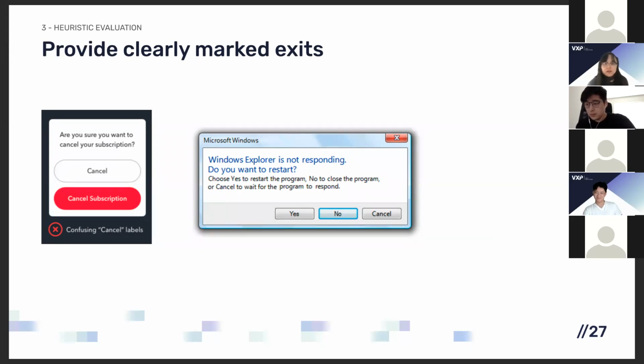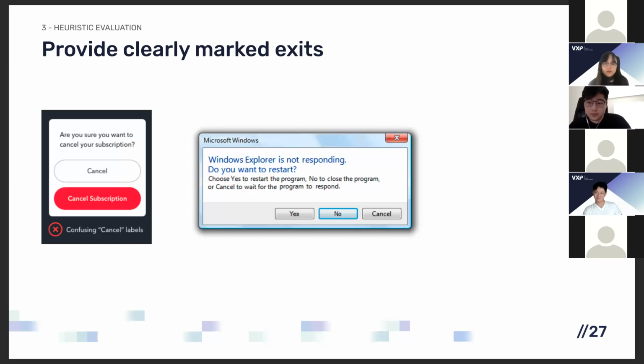how do you assist users to leave the service or leave the product? How do you even close it? For example, on a Windows dialog, it says, do you want to restart? Yes, no, and cancel. With a little description or explanation to tell users what these options represent and what kind of consequence they get, it will help ease their decision making and anxiety when it comes to decision making.